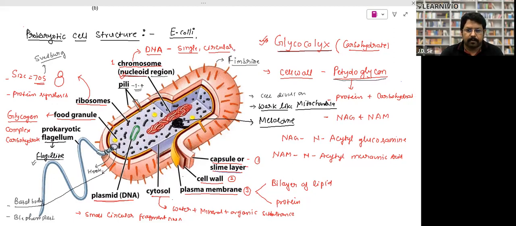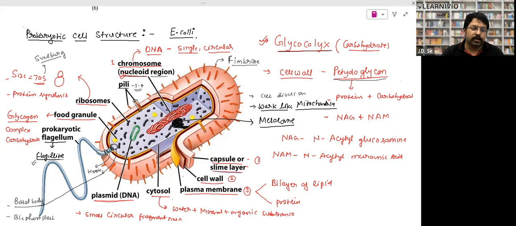Look, the outermost structure, right? The outermost structure of... I was making a question paper for a batch. Then I gave the question from this one. So the outermost structure of the bacteria. It may or may not be in bacteria, right?